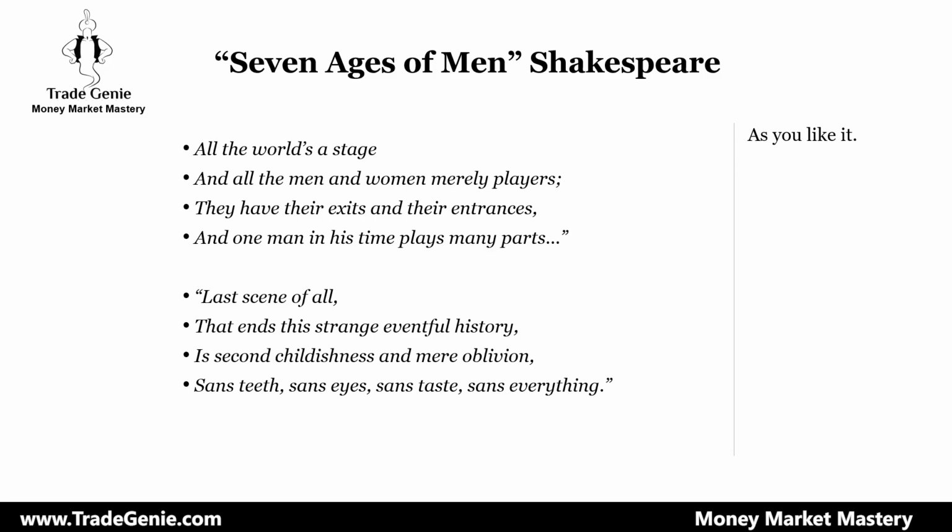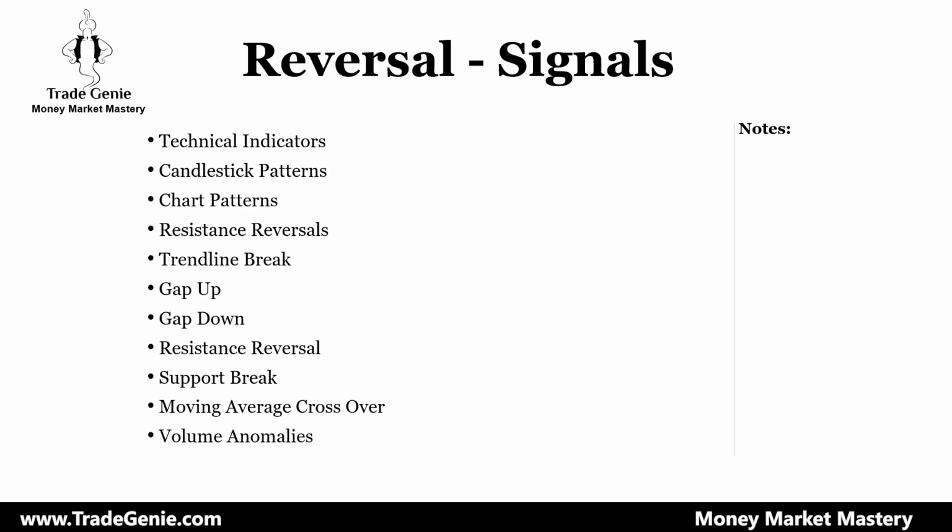Anyway, so this is the seven ages of Shakespeare, and I showed you the seven ages of man and the ages of the market. Now, today we are talking about stages two, three, and five, six. So there are various ways of trying to figure out the reversal signals.